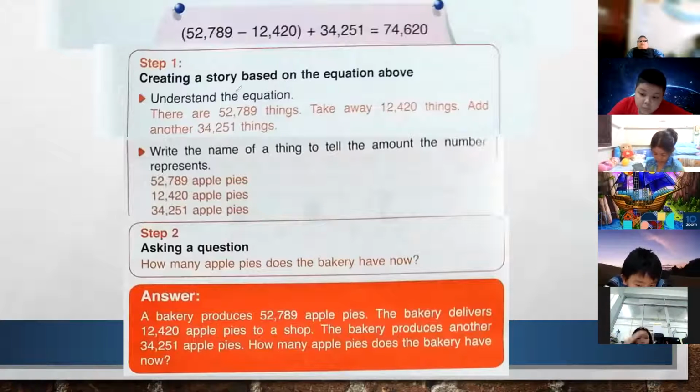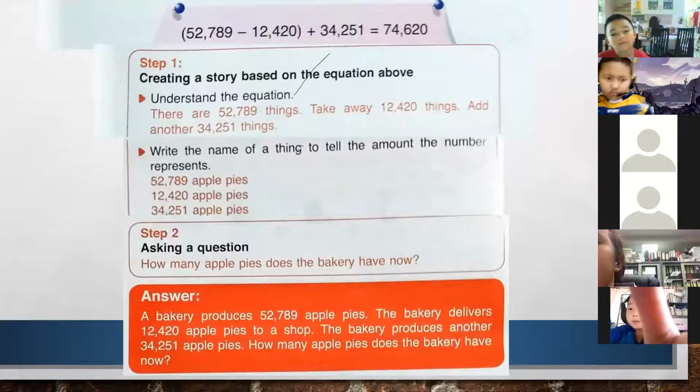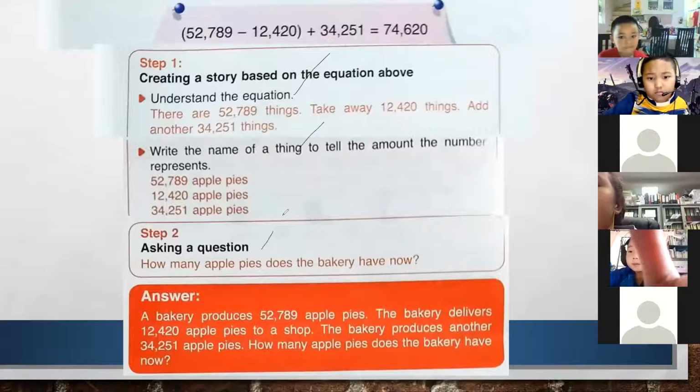Okay, number one, understand the equation. You learn how to understand the equation. Two, write the name of a thing that you want. You have to choose what kind of thing you want. Then step two, the final answer, is asking a question. So again, understanding the equation. Second, write the name of the thing. So look at our answer.